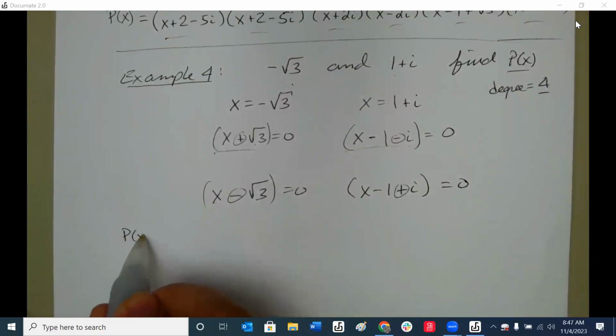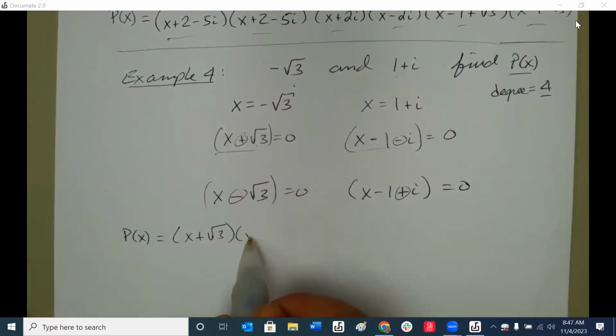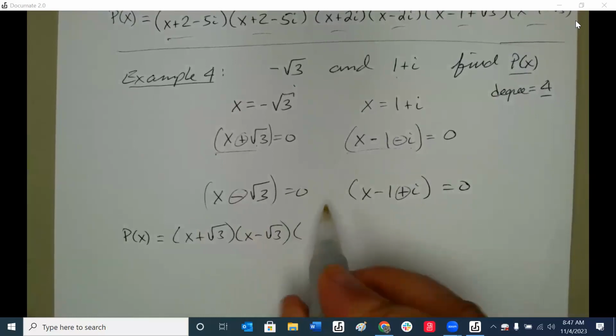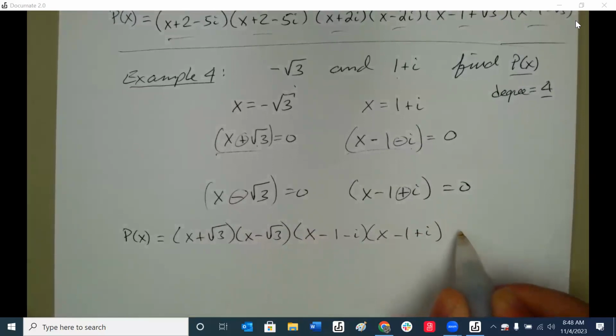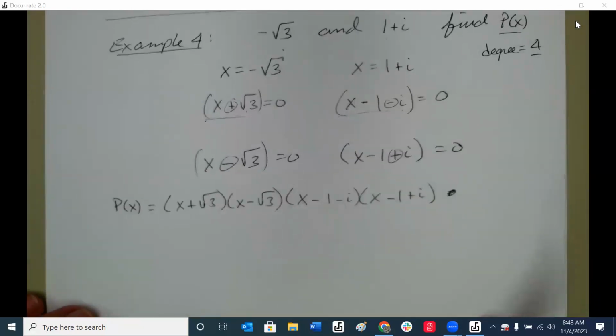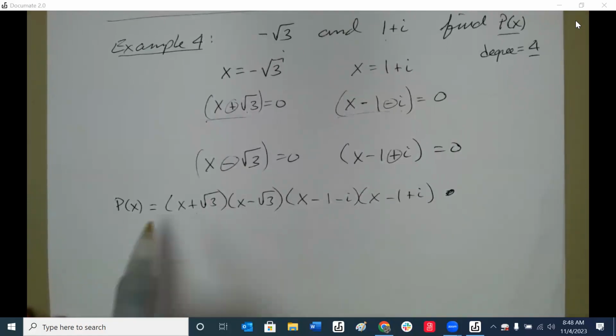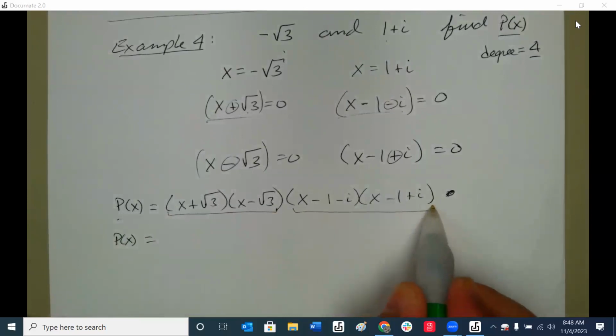So your polynomial will be x plus radical 3, x minus radical 3. That's 2 so far. x minus 1 minus i, x minus 1 plus i. 1, 2, 3, 4. We have 4 solutions, so it's degree 4. Again, first I would just plug in those as the answers to see if they will work. If it doesn't, then we have to multiply them. We'll multiply these two separately.